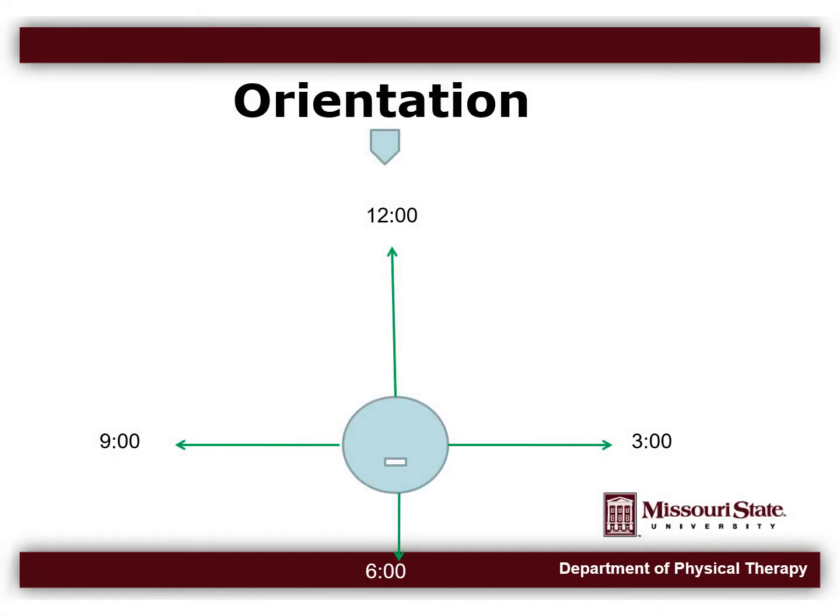Now, there's a couple of orientations that we think about, and since we're interested in structures that are round, we use the face of the clock. So when you talk about a pitcher on a pitcher's mound, the pitcher's mound is the center of the clock. Toward the home plate is 12 o'clock. Away from the home plate, which is actually toward second base, is 6 o'clock. Toward first base is 9 o'clock, and toward third base is 3 o'clock.